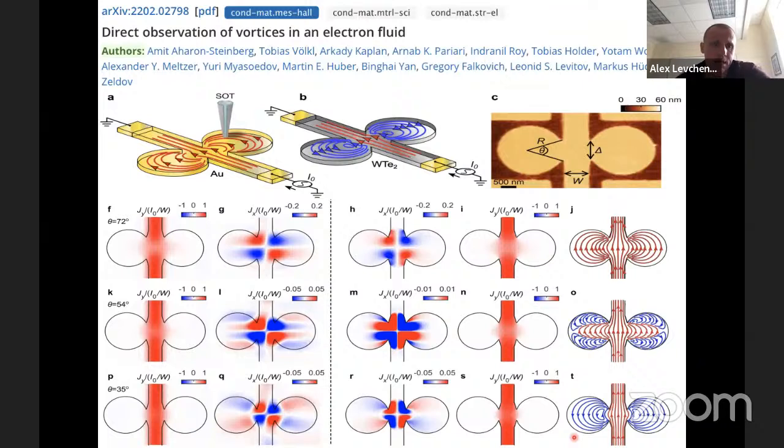So I would expect that this field of hydrodynamics will continue to evolve, not only in applications to graphene, but to strange metals, highly correlated metals, non-Fermi liquids, and so on. I think it is very powerful.